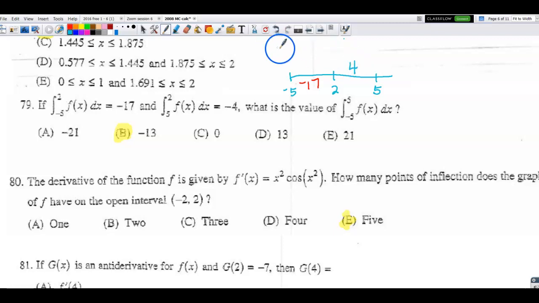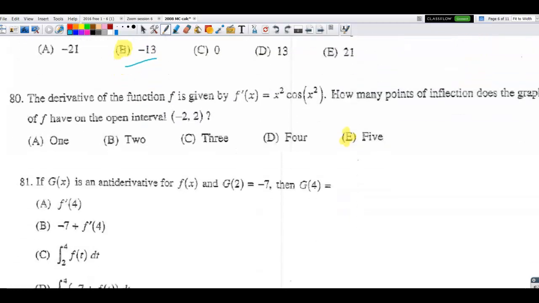All right, so I am considering that I am moving from left to right. -5 to -2 was in the proper direction, so I had my -17. And then I reverse my sign from 2 to 5 to get a +4. So they're asking me the net accumulated area from -5 to 5, so that's going to be the -17 plus 4, which is going to give me -13, which is letter B.